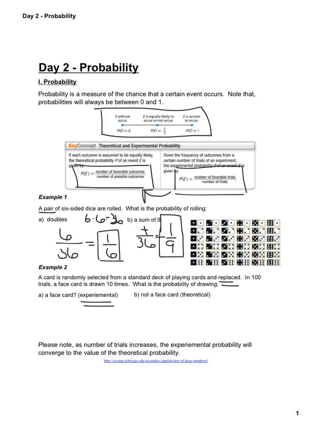So we drew a face card 10 times in 100. So normally, there's 12 face cards and 52 cards in a deck. But that's theoretical. We're not looking at that. We're looking at the experimental. So we're going to say 10 out of 100. It wouldn't be 10 out of 101. It's just based on the experiment. We had 10 face cards in 100 trials. So I have a 1 in 10 chance based on that simulation.